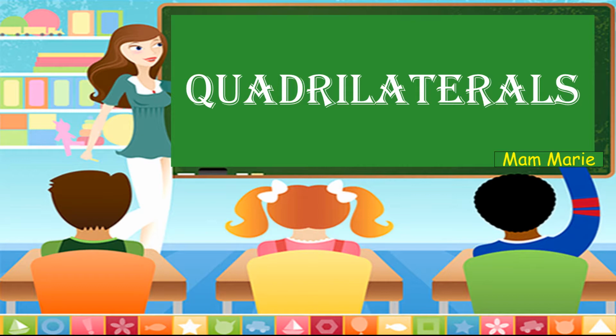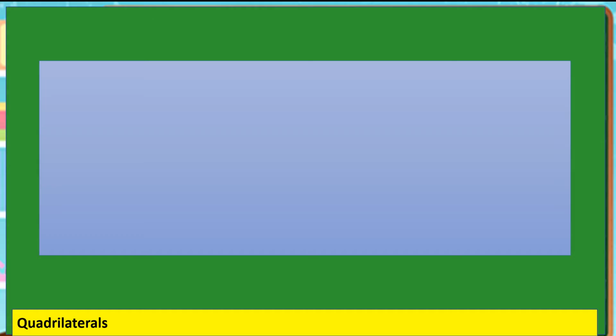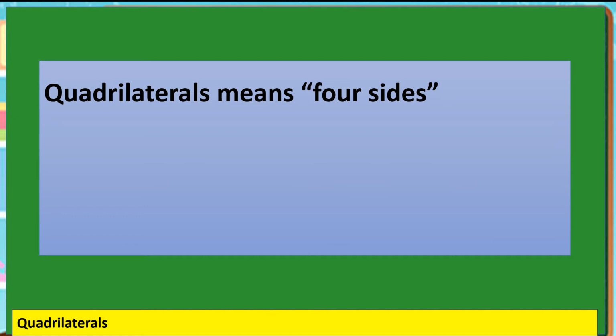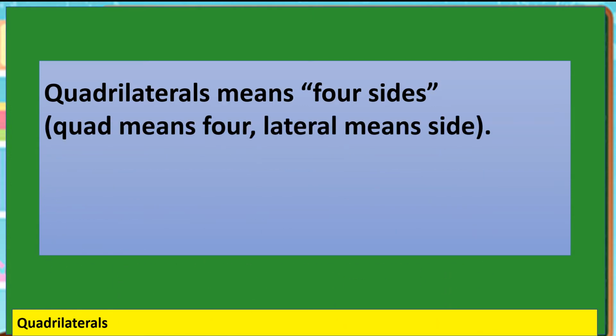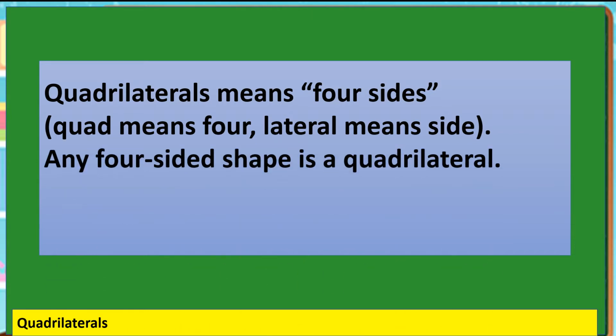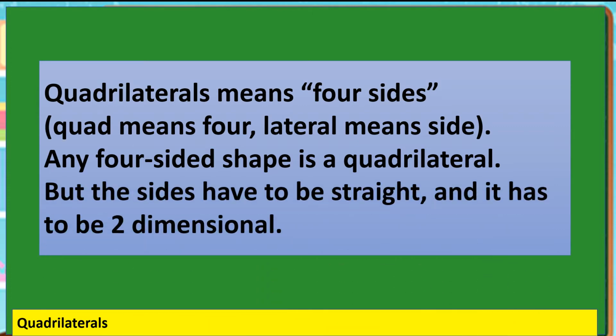So today we are going to learn an introduction to quadrilaterals. Quadrilateral means four sides: quad means four, lateral means sides. Any four-sided shape is a quadrilateral, but the sides have to be straight and it has to be two-dimensional. So, ibig sabihin, if it is two-dimensional, we have the length and the width.